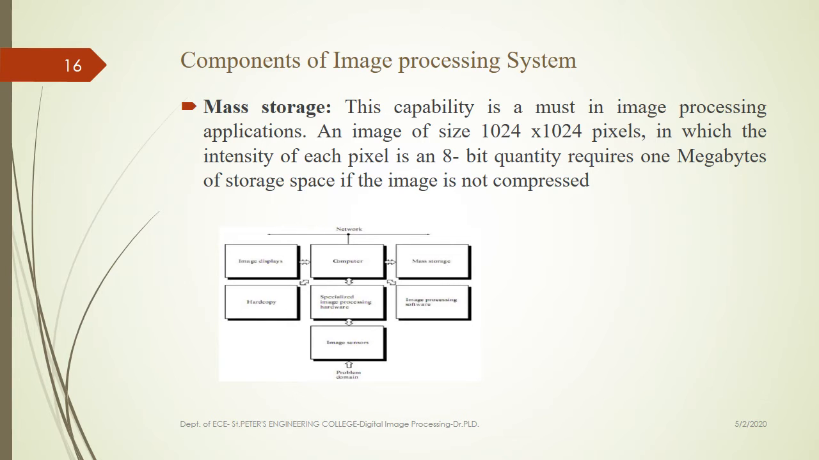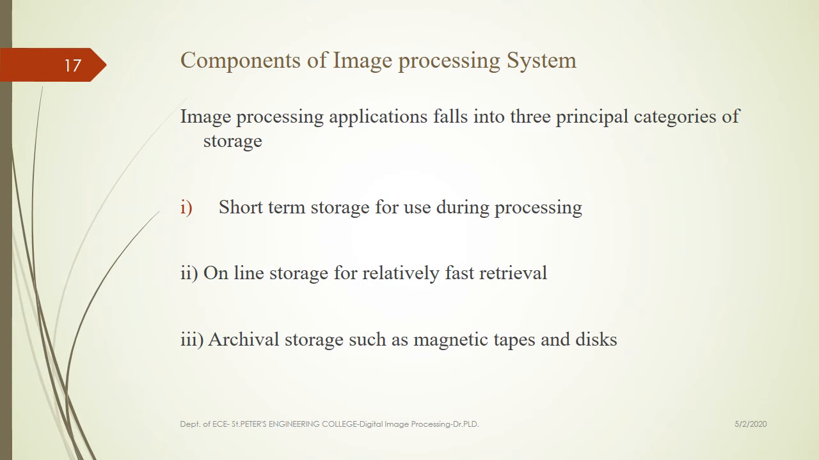Then, in image processing applications, there are three principal categories of storage: short-term storage for use during processing, online storage for relatively fast retrieval, and archival storage such as magnetic tapes and disks. These are the different categories of storage units we have.